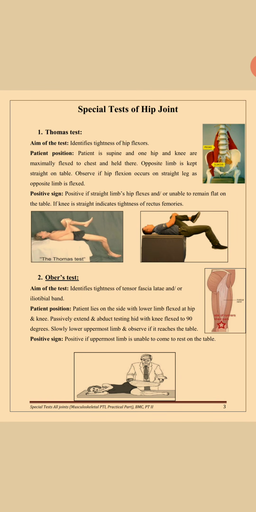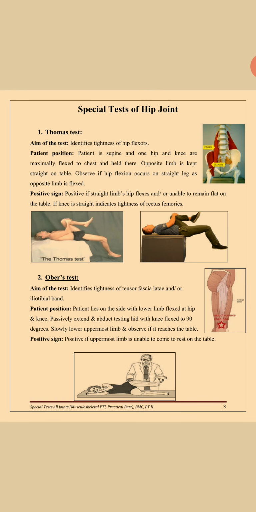Thomas test. Aim of the test: identifies tightness of hip flexors. Patient position: patient is supine and one hip and knee are maximally flexed to the chest and held there. Opposite limb is kept straight on table. Observe if hip flexion occurs on straight leg as opposite limb is flexed.